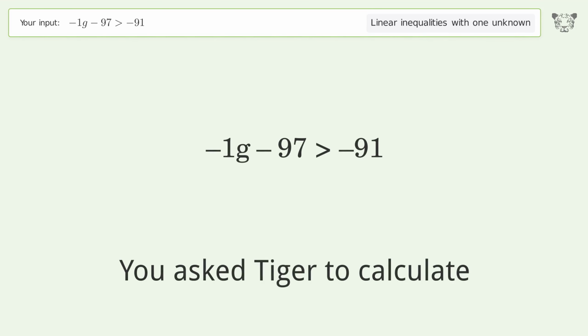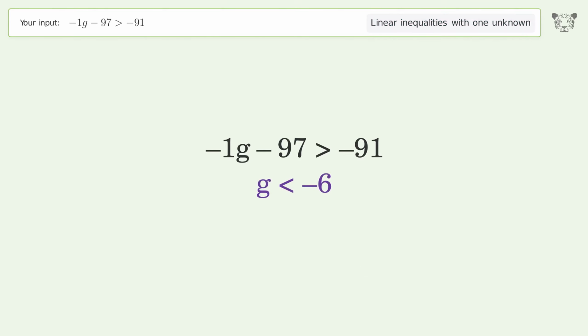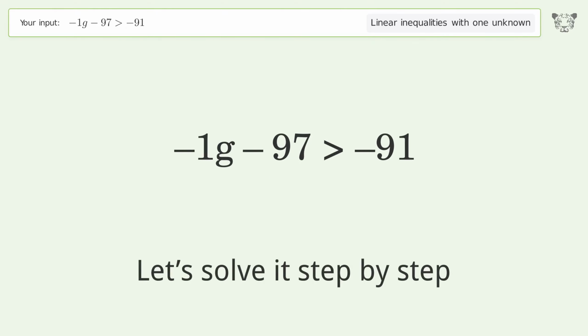You ask Tiger to calculate. This deals with linear inequalities with one unknown. The final result is g smaller than -6. Let's solve it step by step.